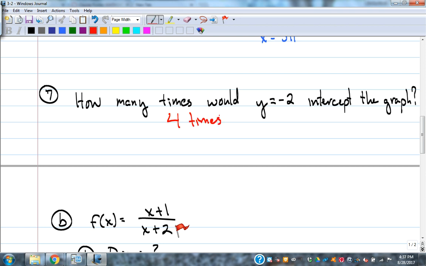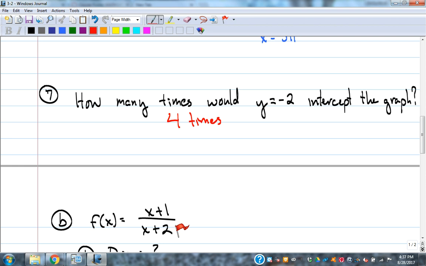Now, we would have to have a little bit more information about the equation of that function in order to find those actual values. We could estimate what they were by looking at the ordered pairs, but we're just looking for how many times, not anything else. Okay? All right, example B.